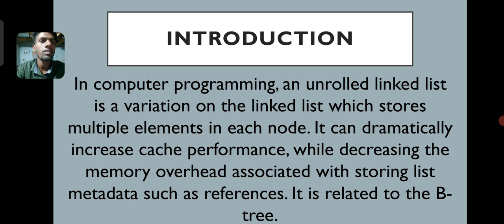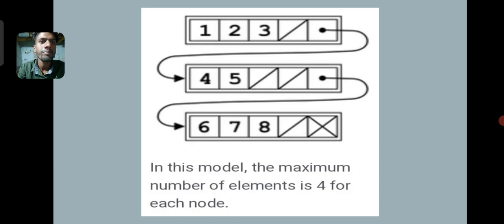Introduction. In computer programming, an unrolled linked list is a variation on the linked list which stores multiple elements in each node. It can increase cache performance while decreasing the memory overhead associated with storing list metadata such as references. It is related to the B tree, and this is a model. In this model, the maximum number of elements is 4 for each node.